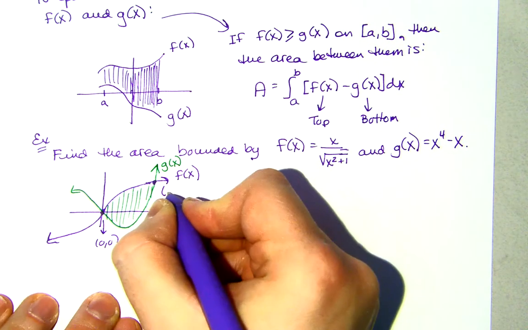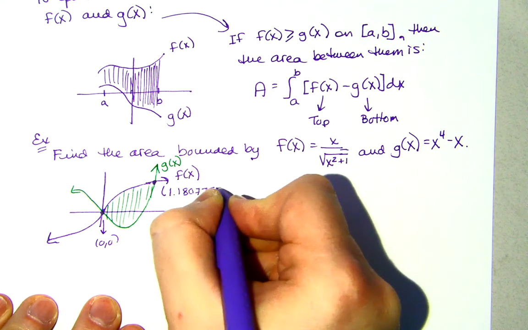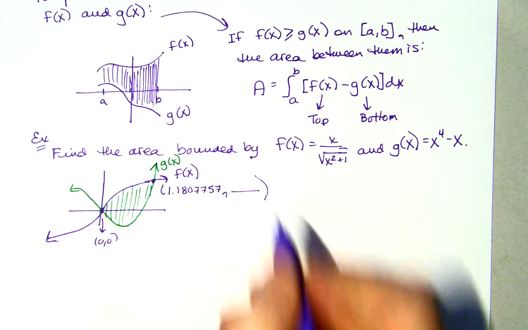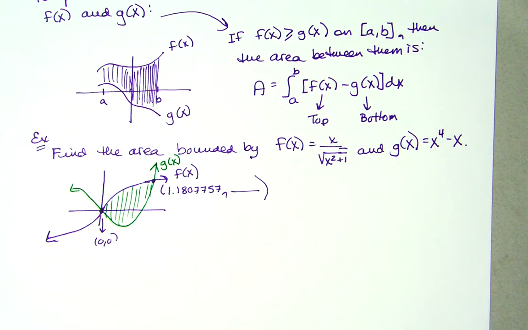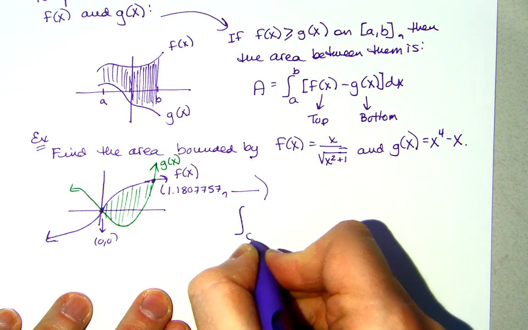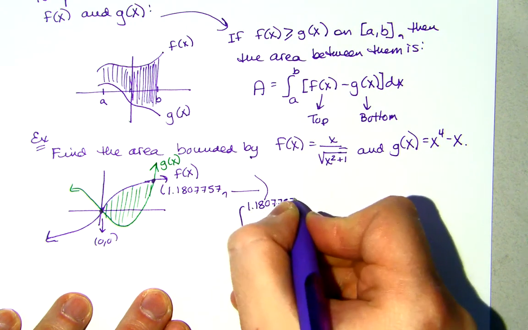Maybe like 1.1807757 for the x-coordinate. And you know what? I don't even care about the y because it's not going to matter for my limits of integration, so let's not bother. I'm going to integrate over my interval here, which is 0 to 1.1807757.